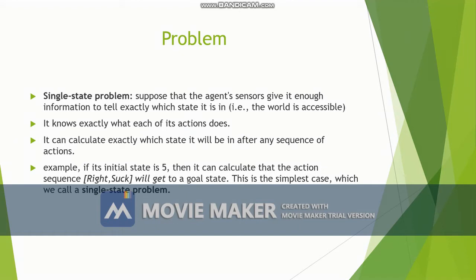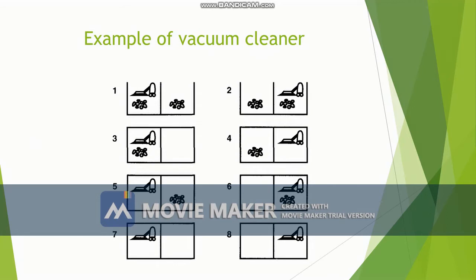So I will try to explain single state problem with the help of an example. Let us take the example of a vacuum cleaner. We have two rooms here. The dirt may be present in any one of the rooms, or both of the rooms, or none of the rooms, and the vacuum cleaner will be present in any one of the rooms. Our main aim is to make the environment clean, that is, both the rooms should be clean, and the vacuum cleaner can be present in any one of the rooms. So that is the goal state.